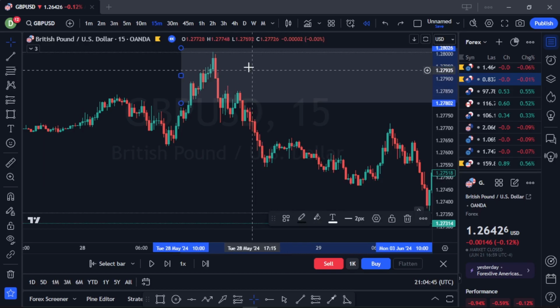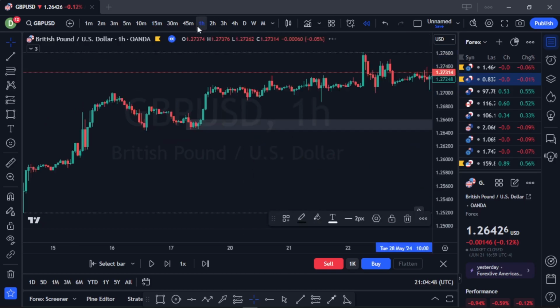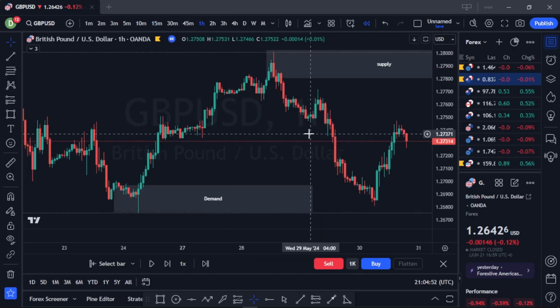For me, I prefer identifying them on the 1 hour time frame, and then I wait for the market to pull into them. Now here's one thing you need to note. If you are trading this supply and demand, you really need a high level of patience.